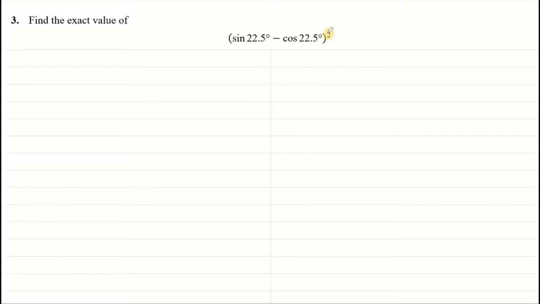So notice it's squared. I've just highlighted the fact that this is squared. So let's expand the bracket. We'll do that first. So if I just write the bracket out twice, we can see what's going to happen here. So we've got sine of 22.5. It's a strange angle to choose. We'll see why in a second. Subtract the cosine of 22.5 degrees. And we're going to multiply this by itself. So we'll just write it out again. So that's sine of 22.5.